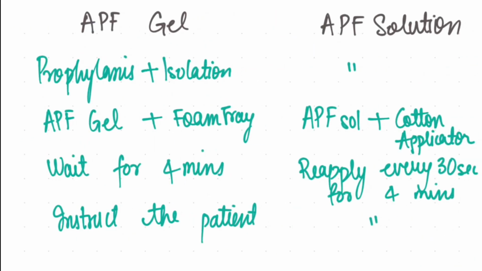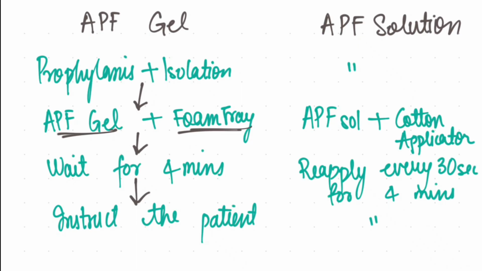So a quick summary. For APF gel application, you do prophylaxis and isolation first, followed by using a foam tray and filling 1/3 to half trough of the foam tray with APF gel, and then inserting it into the patient's mouth. After inserting it, we wait for 4 minutes and then we instruct the patient. What do we instruct the patient? Okay, do not expectorate immediately. Wait for 30 minutes until you eat, drink anything or rinse your mouth.